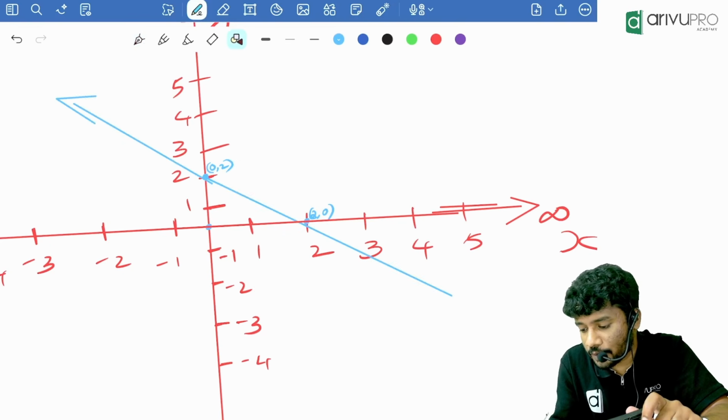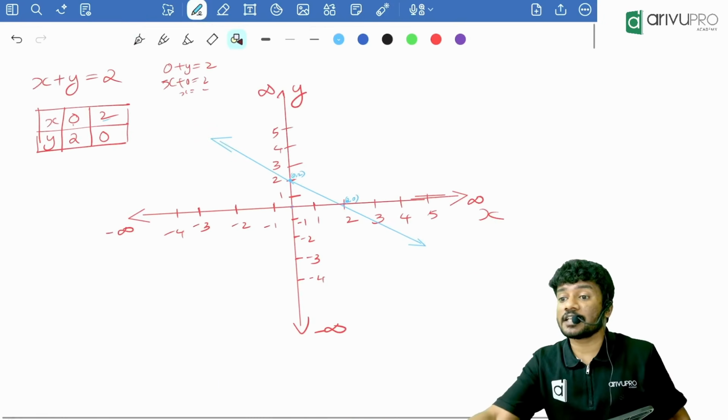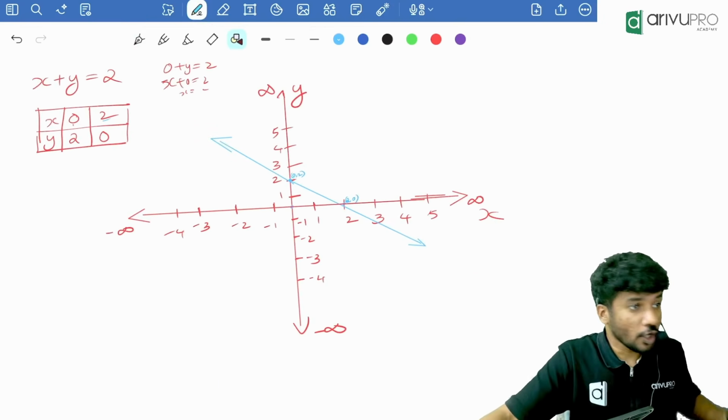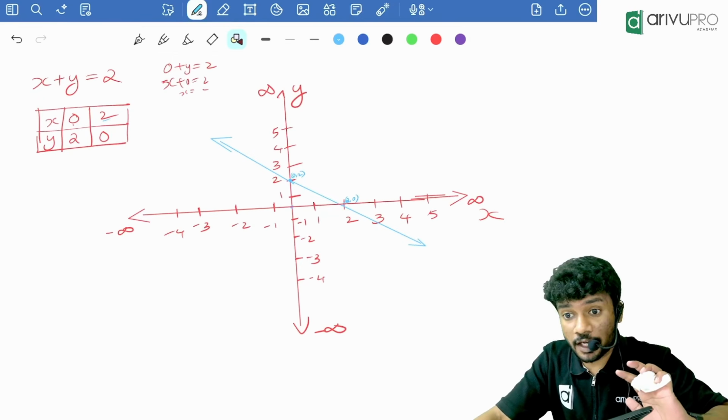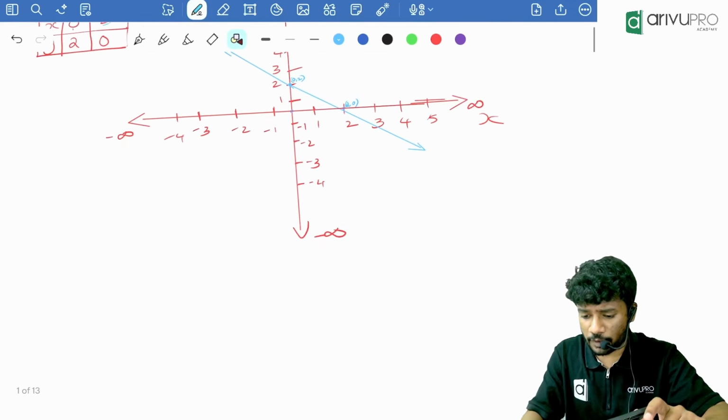Are you getting my point? So this is the graph of the line segment x plus y is equal to 2. Do you remember this? Are you able to draw this? If so, next one for everyone.